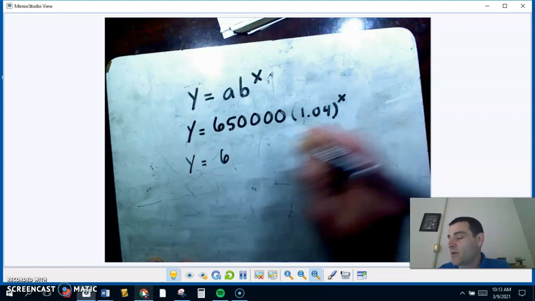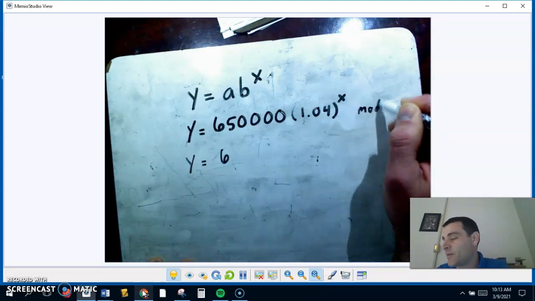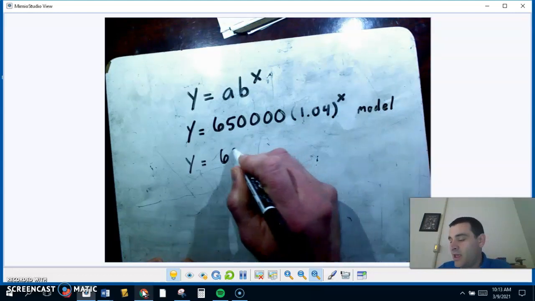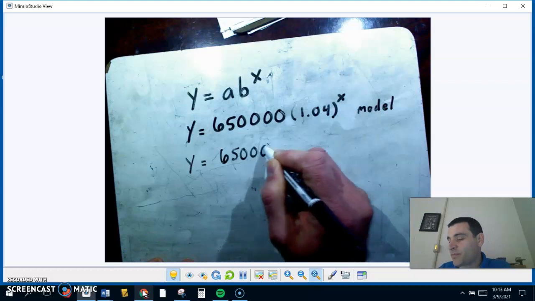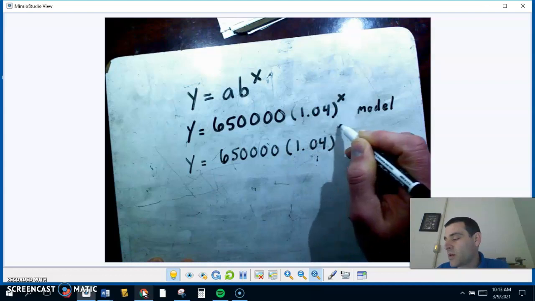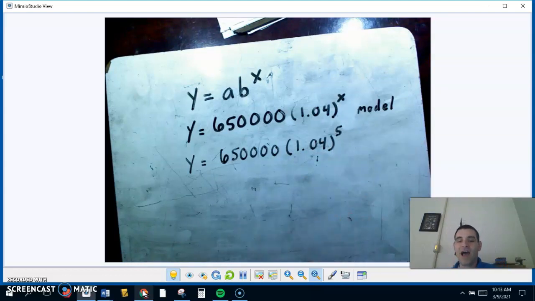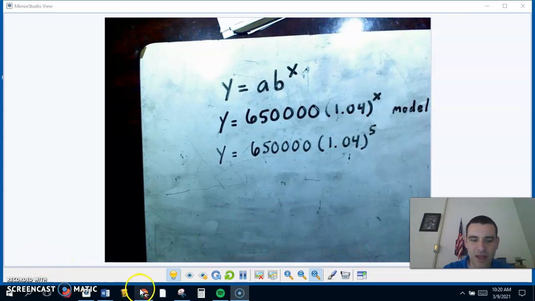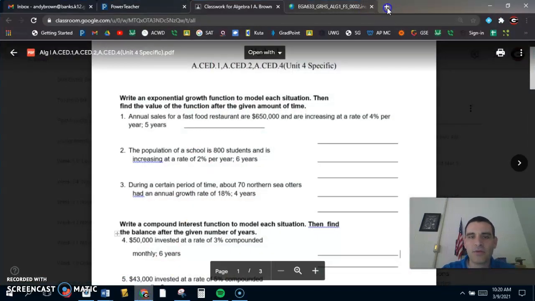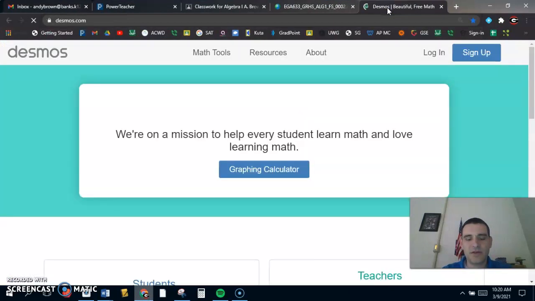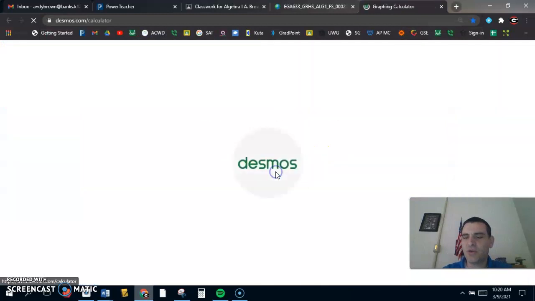Now, this is the model. The model just means you have all the variables filled in except for x and y. To actually answer the question, you're going to need a calculator for sure. We're just going to fill in 5 where x is. A lot of times you'll see a t there instead. All right, so let's go ahead and put this into Desmos and see what we get. You can use graphing or scientific here.